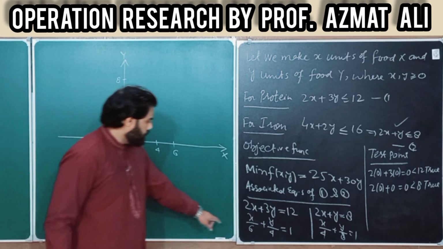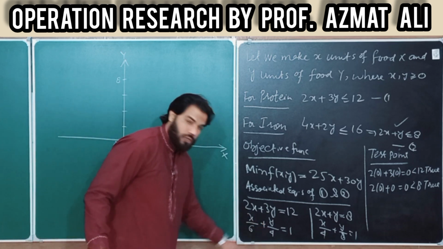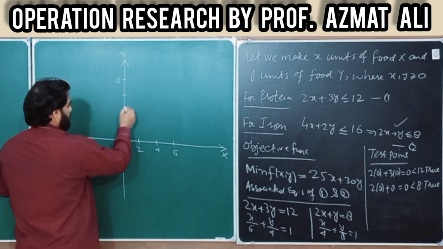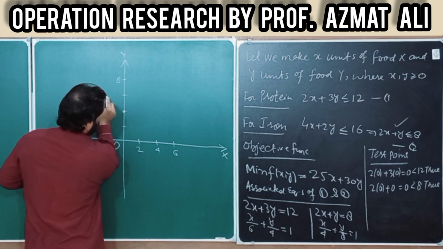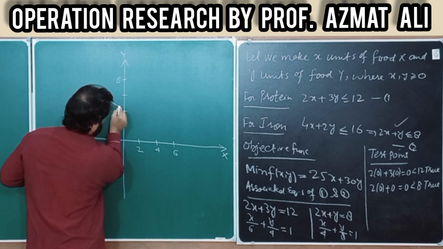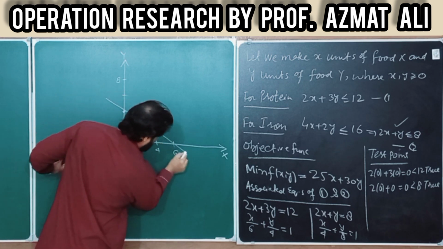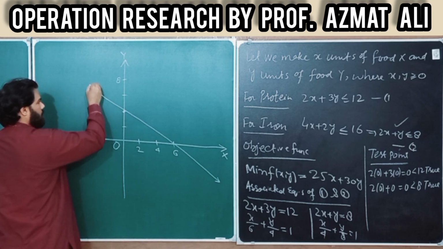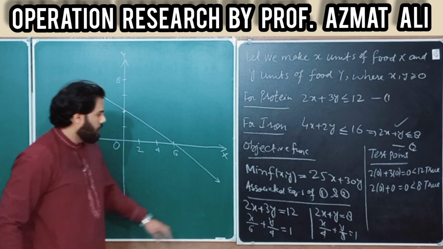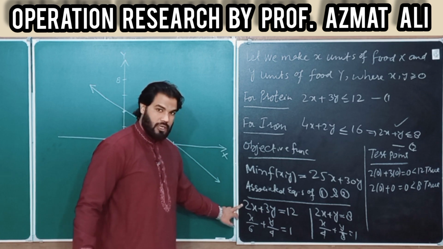Now, here x is 6 and y is 4. So the graph of the first equation or boundary line is this. This is the graph of the first equation, that is 2x plus 3y equal to 12.